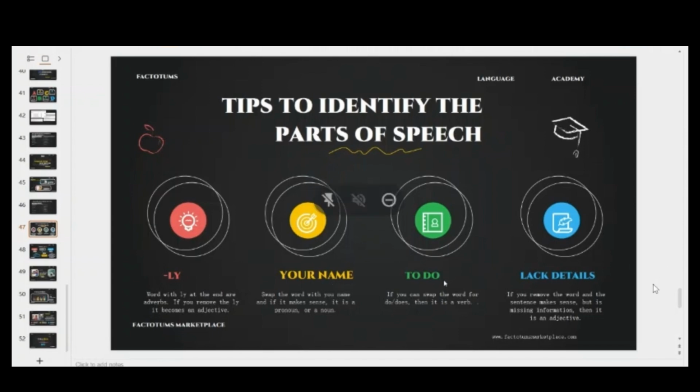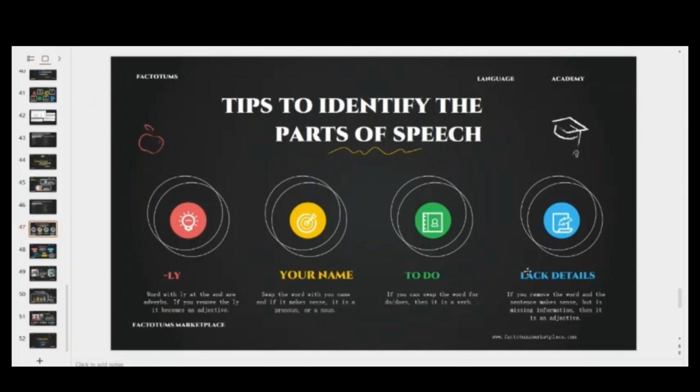For example, in the sentence, if you can substitute a particular word with the verb do, to do, so let's say you're talking and you take out the word and you put do, if it makes sense, it's a verb. Did you know that? Yes, that's also another way to know if the word is a verb or not.